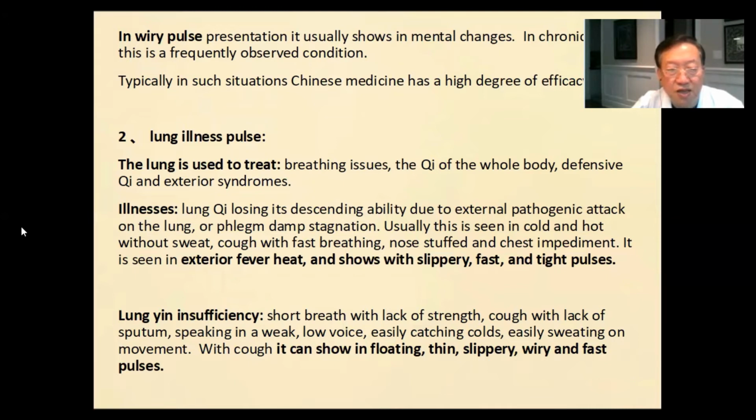Lung yin insufficiency, short breath with lack of strength, cough with lack of sputum, speaking in a weak, low voice, easily catching colds, easily sweating on movement. With cough, it can show in floating, thin, slippery, wiry, and fast pulses. Water qi rises up and disturbs the heart. Heart illnesses originating in the lung.